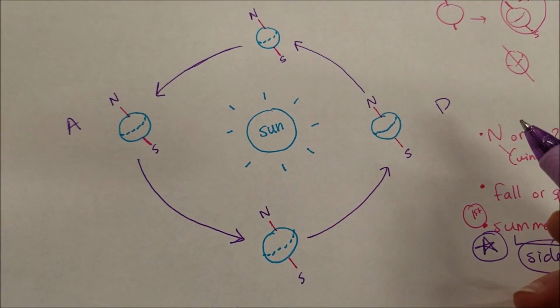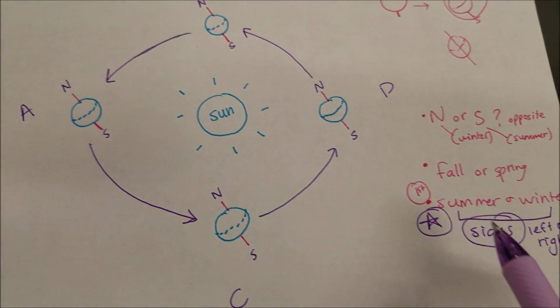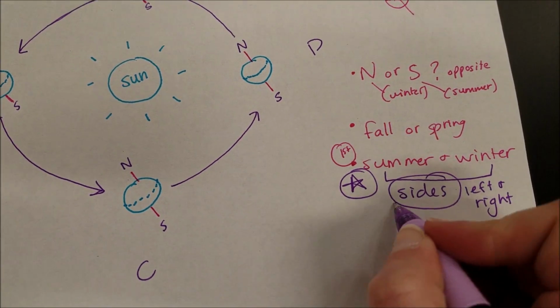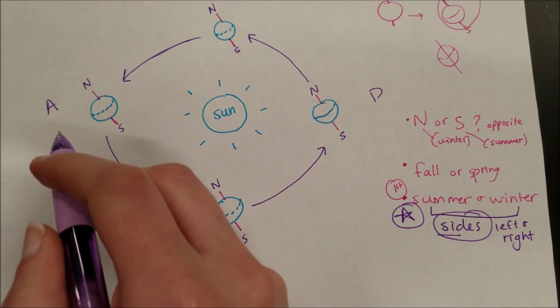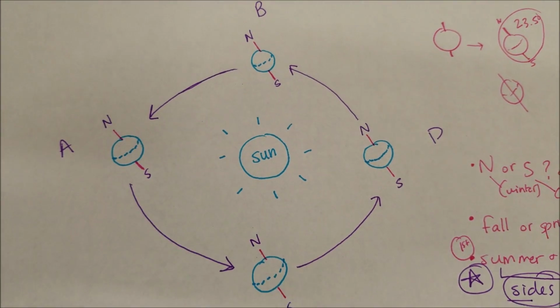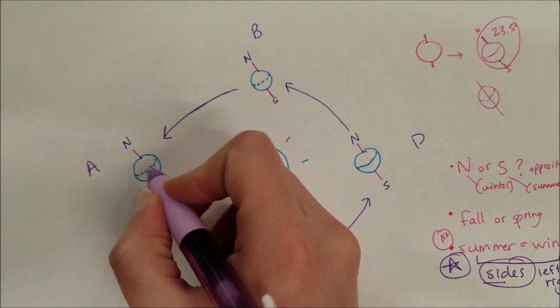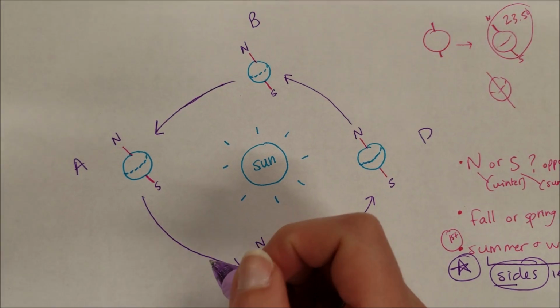Okay, so let's start labeling here. Let's go ahead and look at our sides, because it looks like we have to find summer and winter before we can do fall and spring anyway. And they're going to be on the sides. So pick a side, any side. Let's start with letter A simply because that's in alphabetical order. So at letter A, we look at the Northern Hemisphere and the Southern Hemisphere, and we try to decide where's direct sunlight shining.